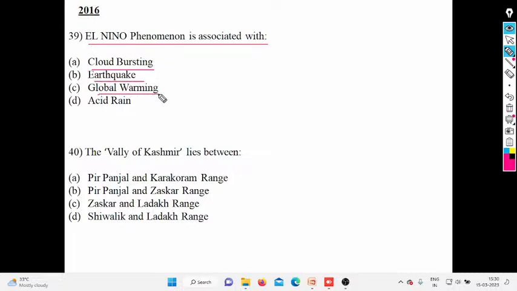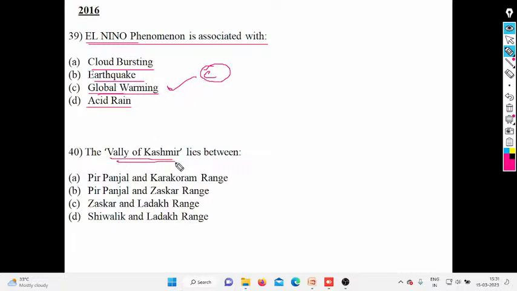Earthquake, global warming and acid rain. El Nino phenomena is associated with cloud bursting, earthquake, global warming and acid rain. El Nino phenomena is associated with global warming.